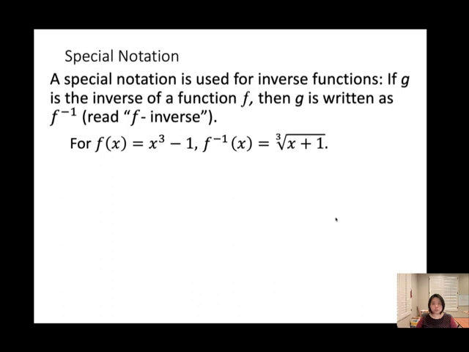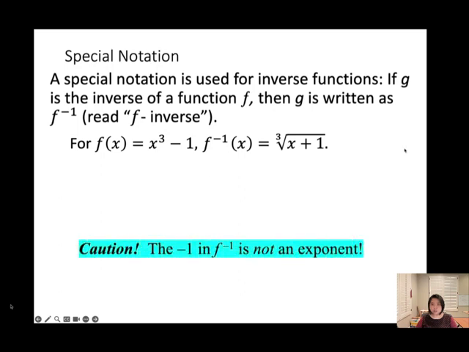A special notation is used for inverse functions. If g is the inverse of a function f, then g is written as f with the negative one here. We call it f inverse. So instead of writing g of x, you're going to put f inverse of x. So when you look at f of x and f inverse of x, you know this is the inverse function. And keep in mind that the negative 1 is not the exponent. This just means the f inverse function.